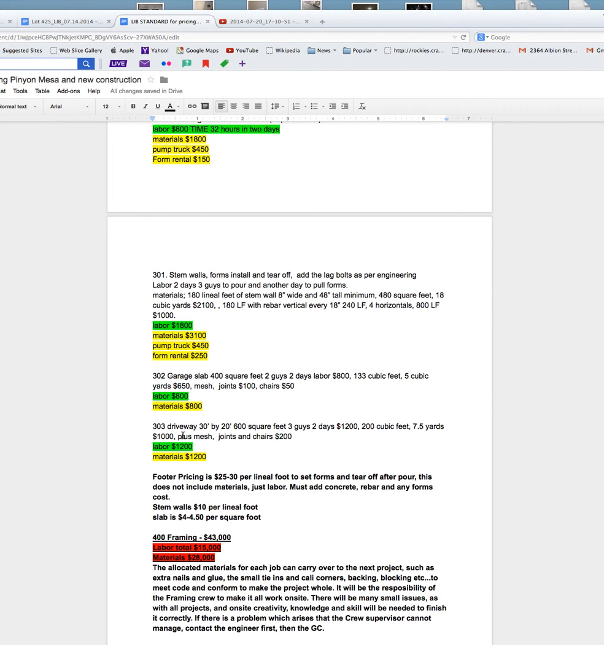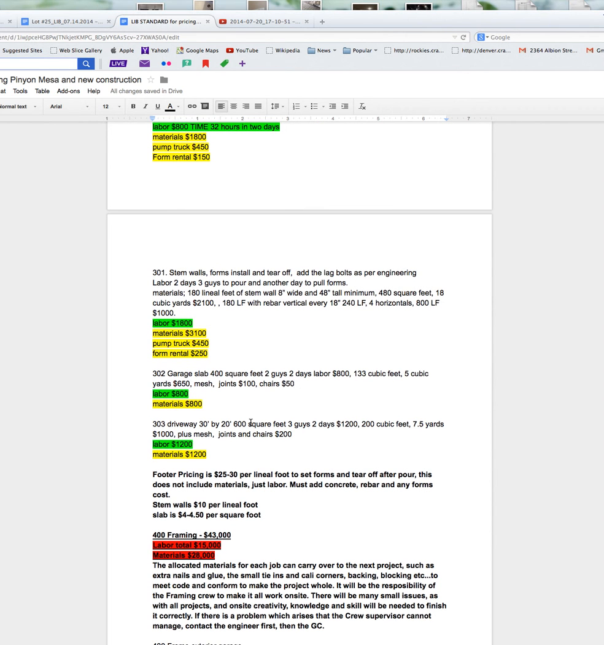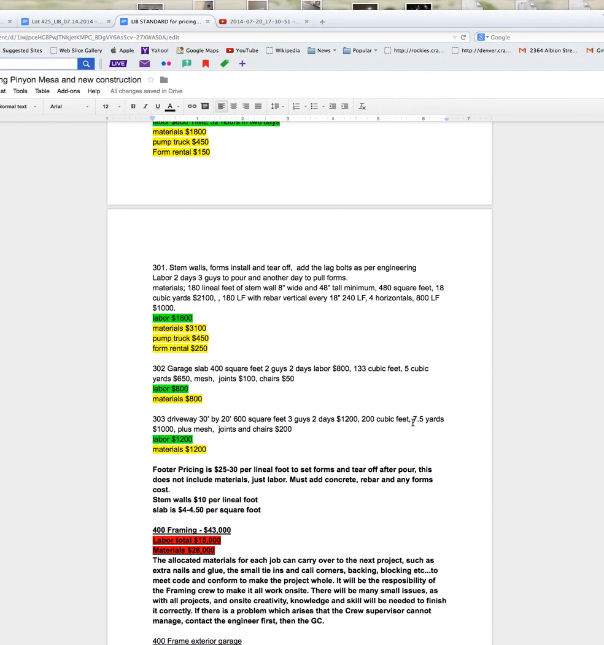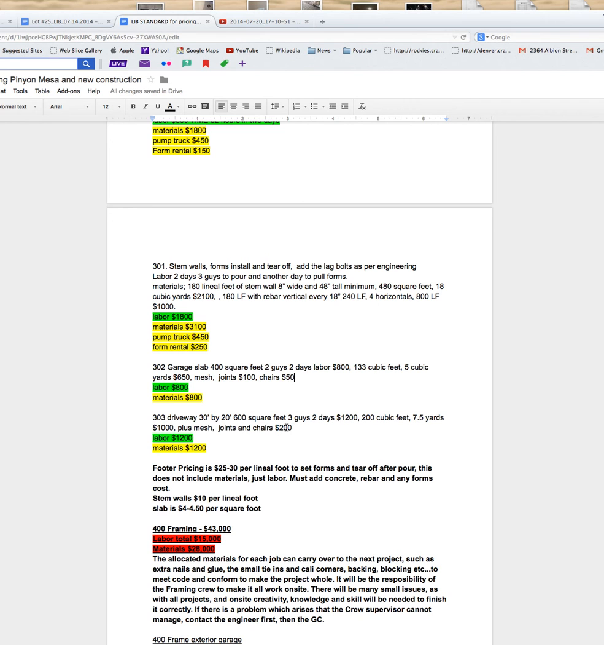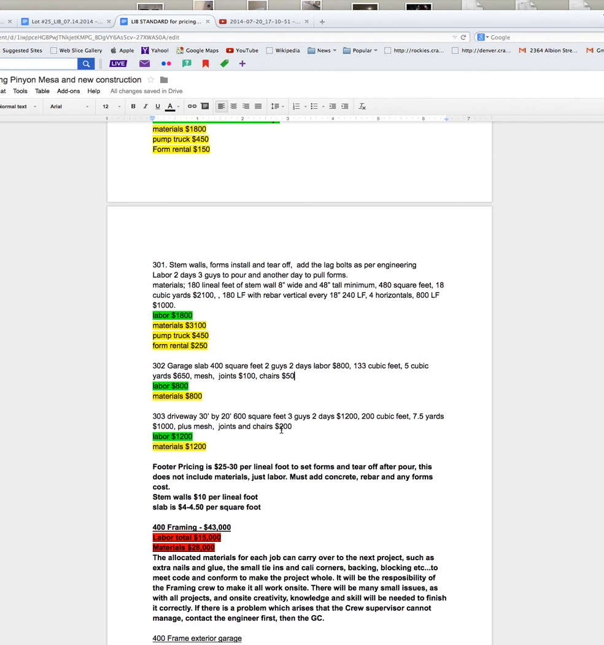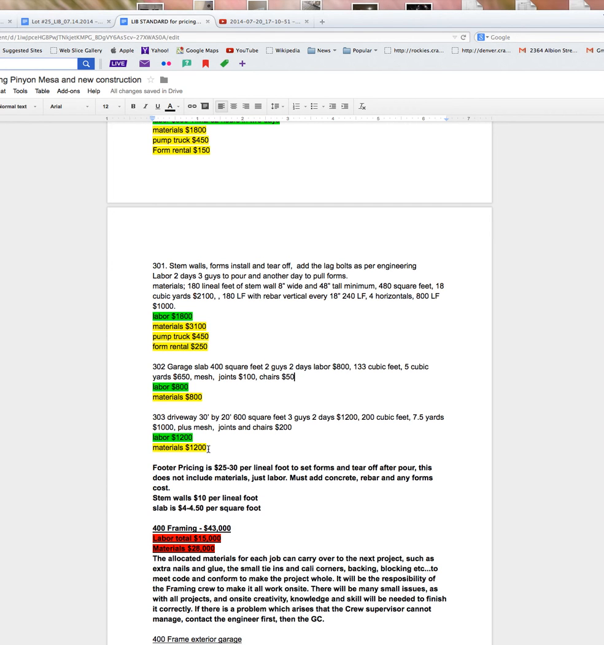Driveway, same thing. It's going to be 30 feet by about 20 feet, which is 600 square feet, 4 inches deep, so that's 200 cubic feet, or 7.5 yards, about $1,000. Plus mesh, joints and chairs, $200. So we rounded up a little bit there. Do you see that? Okay. So labor, $1,200. Materials, $1,200. Okay. And you want to put the time on all these as well.